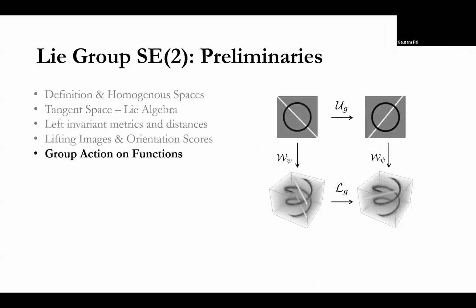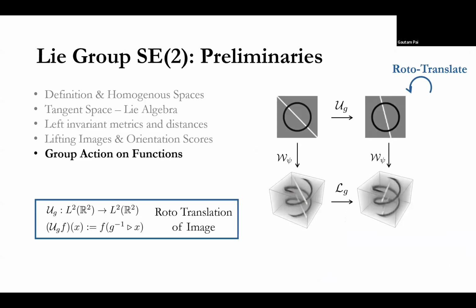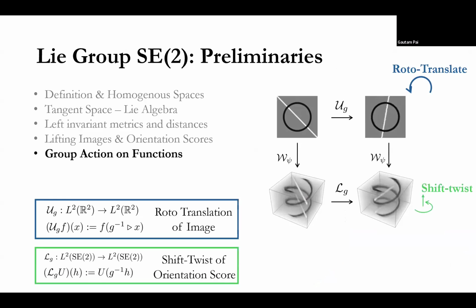And so importantly, in terms of how the group acts on both the image and its orientation score, if you roto-translate your image, right? So I say that I apply a left action UG on F. So that can sort of roto-translate. Its corresponding action in the lifted space is a shift twist, so your angles kind of increase, right? They go on top, and then I call the left action in this lifted space LG.